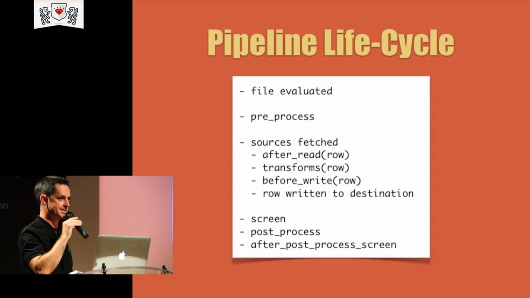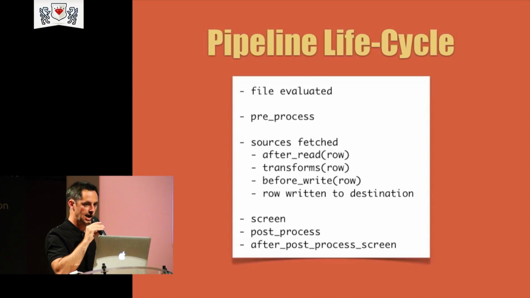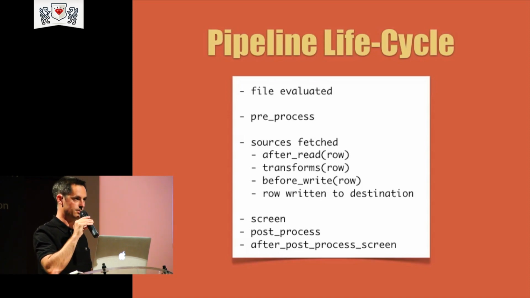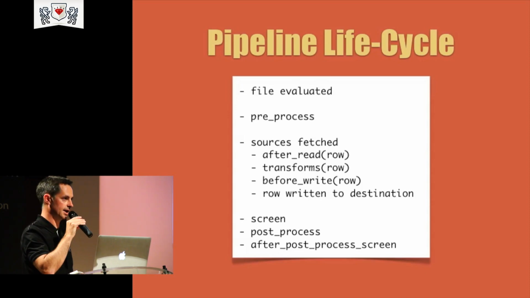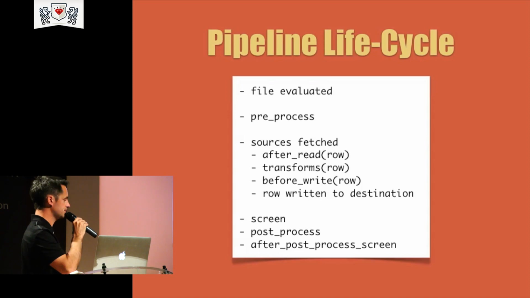You can have many sources, and the rows are yielded like in Ruby. They go through the after read, the transform, the before write. The after read is a bit like the before write, except it occurs right before the transform. And finally, return to the destination.